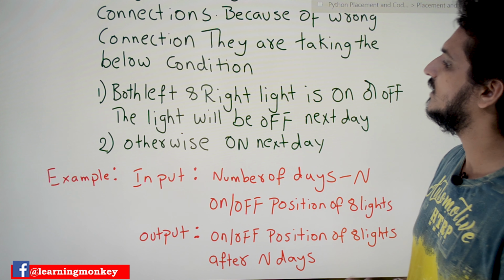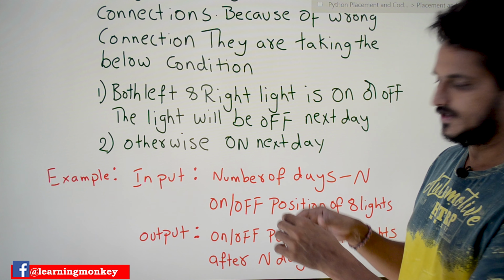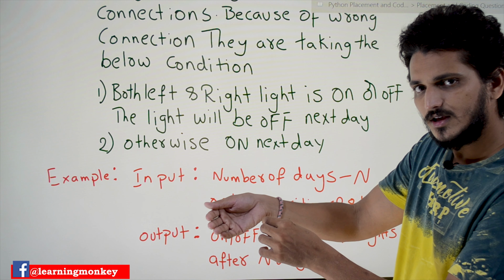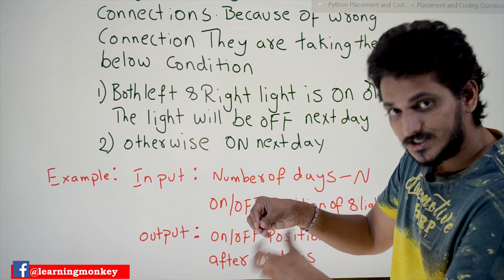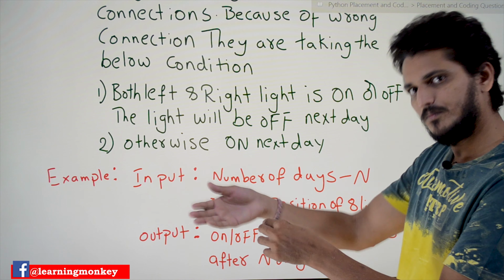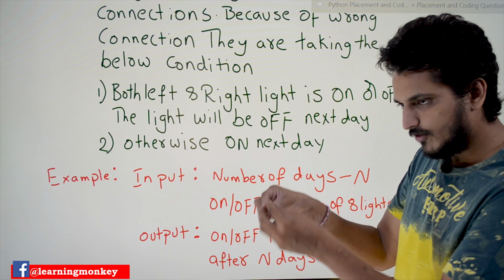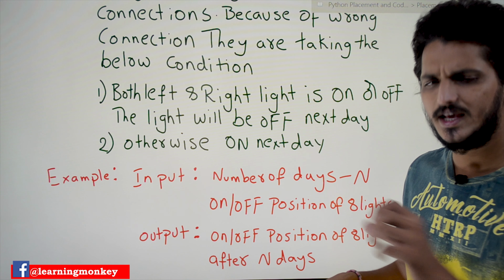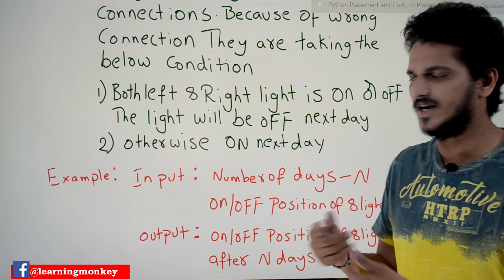If, of the left position light and right position light, one is on and one is off, then this light will be on the next day. If both are the same, it will be off the next day. That is what they have given. Anyway, we will take an example, and with the example you will understand it better.